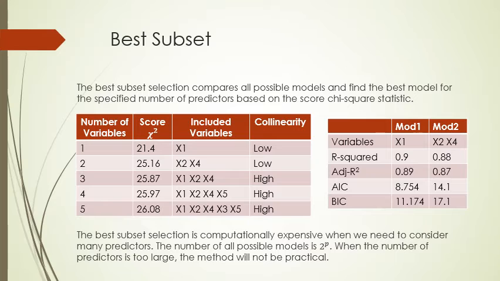The best subset selection is computationally expensive when we need to consider many predictors. The number of all possible models is 2 to the power of p. When the number of predictors p is too large, the method will not be practical.